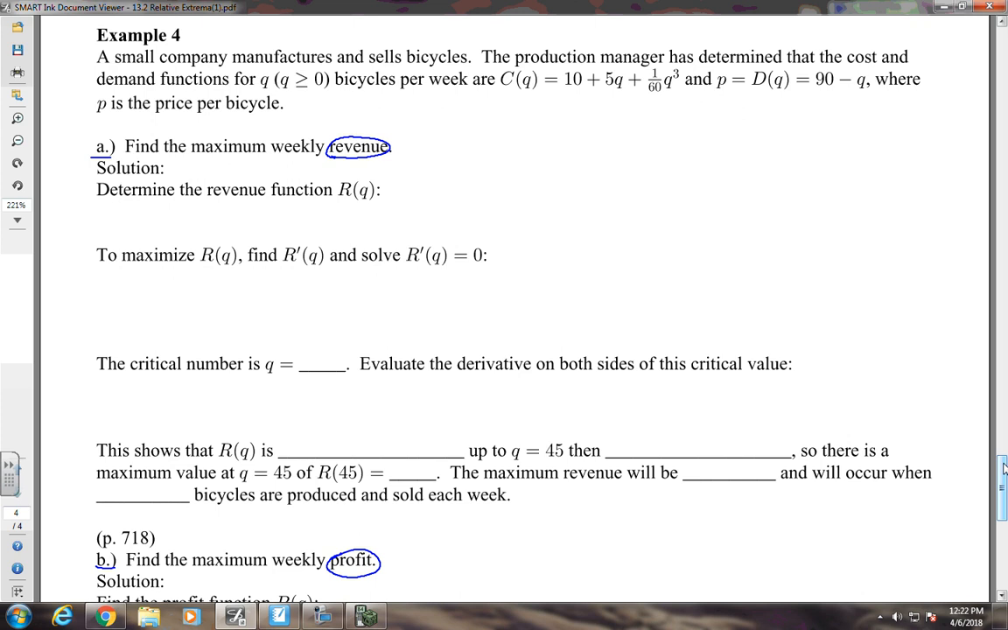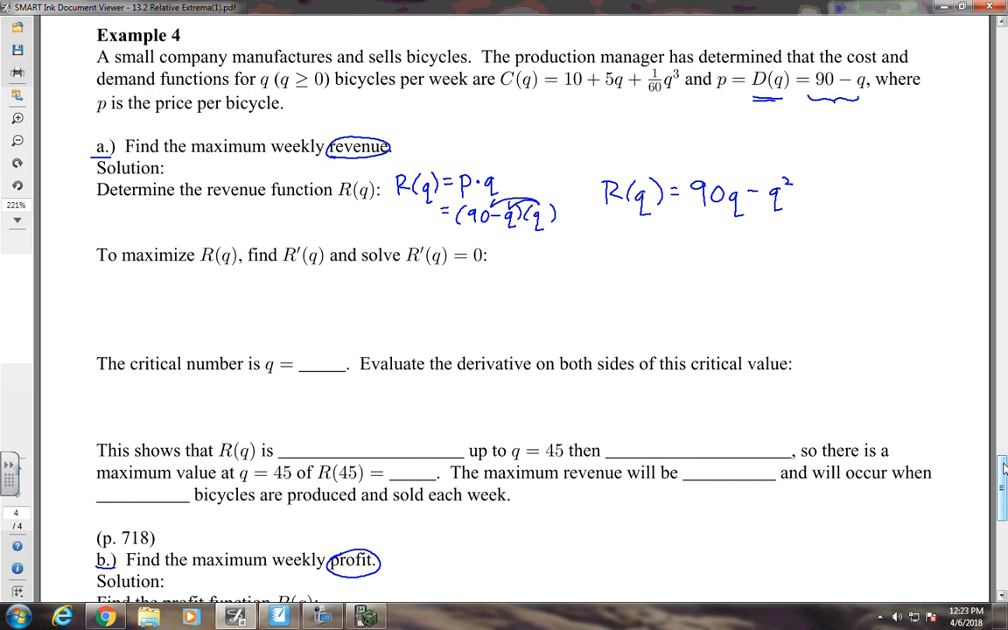So let's determine the revenue function. Now, logically, the revenue function is going to be the price of each bicycle times the number of bicycles that I sell. The price is given by our demand function up here. So I'm going to take 90 minus Q and plug it in for P, and that's going to give me my revenue function. Now, let's go ahead and break this up. So officially, our revenue function is 90Q minus Q squared.